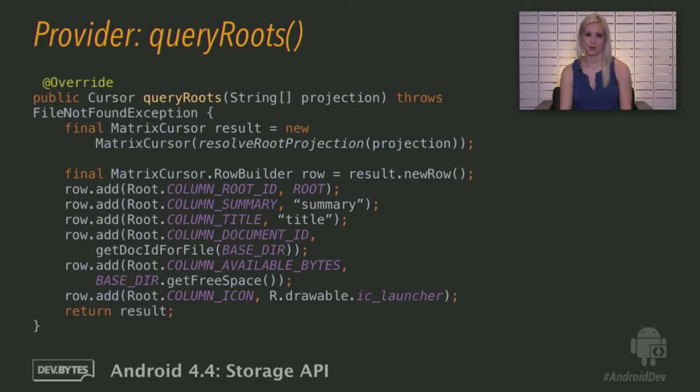The one thing that's not given here is getDocIdForFile. Your implementation is going to depend on how you structure your file storage. What's important is that every file, including directories, has exactly one unique ID. Other apps might hold on to this ID, and it's an explicit part of the contract that it won't change.